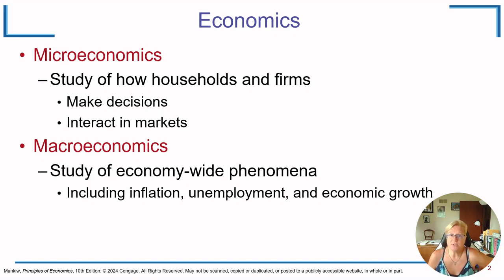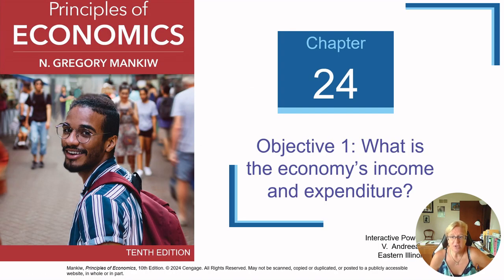So the first thing we want to do is talk a little bit about our first objective, which is what is the economy's income and expenditure. What this has to do with is when we talk about economic growth, we can measure it one of two ways. We can measure it according to the income approach, which is where we would add up things like rent, wages, profit. We would add those things together. Or we can do it from the other side, which is the expenditure approach. And that's actually a much easier way to measure gross domestic product.